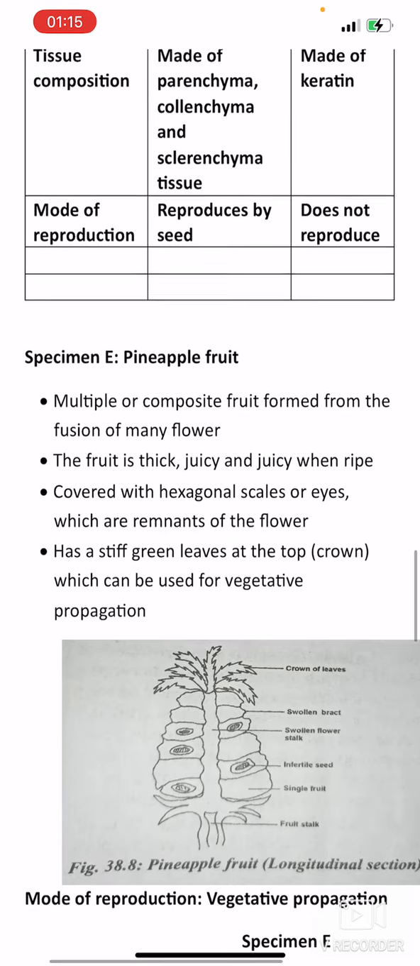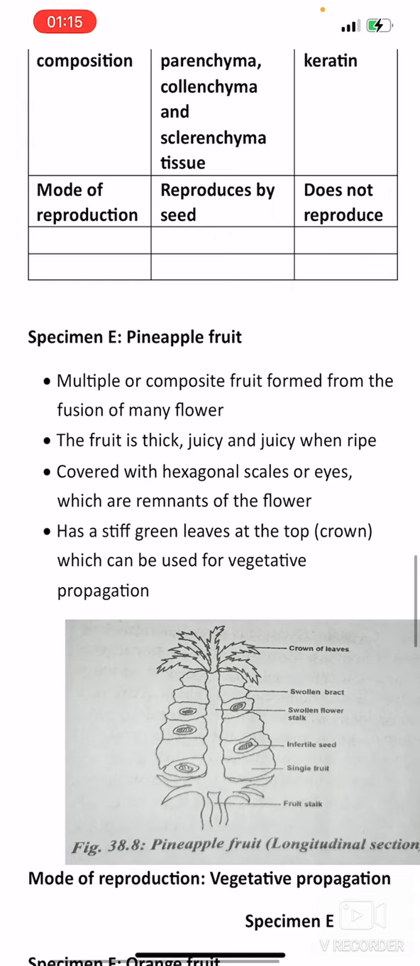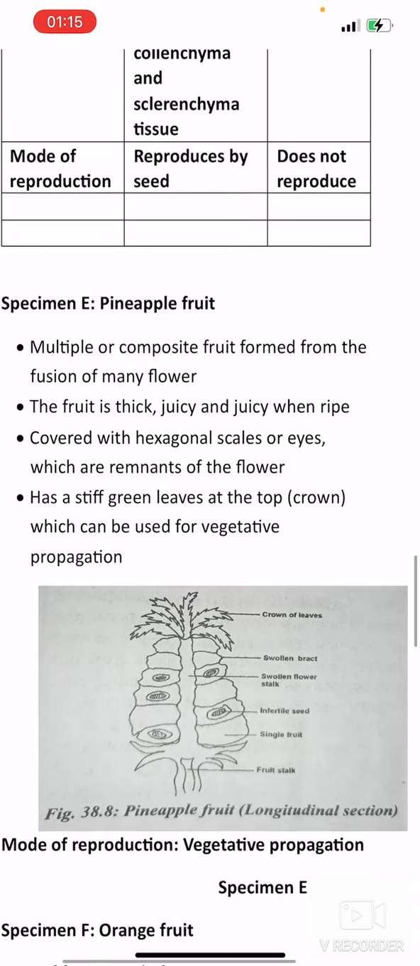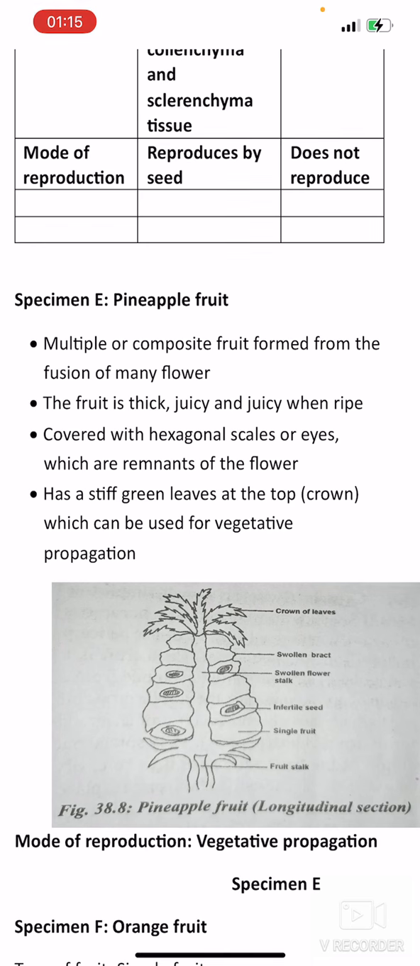So now let's move to specimen E. I'm sure that you can see the diagram of specimen, the picture. Let me call it picture rather. The picture of specimen E. You can screenshot this for more clarity. Specimen E, they have multiple or composite fruits. That's the category of their fruit.